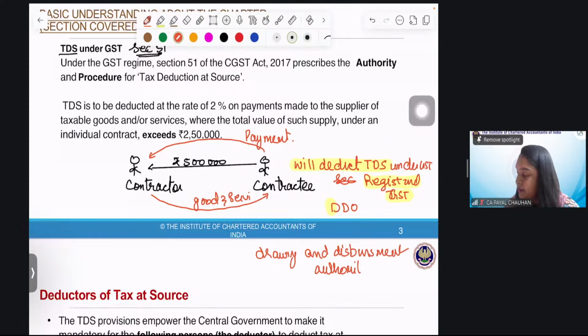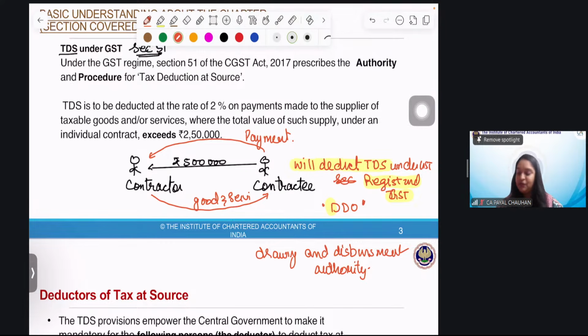Who deducts TDS? TDS under GST is deducted by DDOs, and DDO stands for Drawing and Disbursement Authority of Government. Did you people understand the base logic of the chapter? It's the deductor who will deduct the TDS for the contractor, right? Did you understand? Now shall we read?